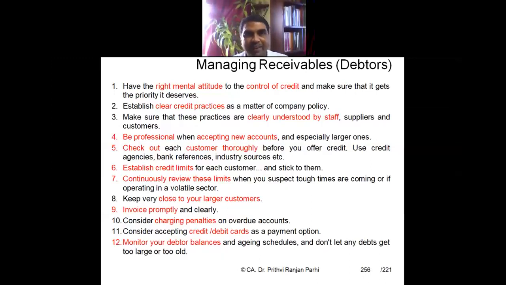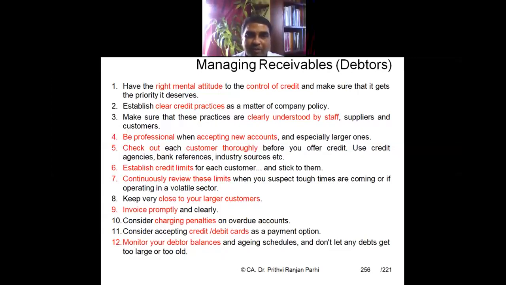One should have the right mental attitude to control the credit sales. Credit should be under control. There should be clear credit practices: to whom credit has to be given, to whom it should not be given. That decision should be there. And the credit practices should be clearly understood by the sales staff, because they are the people who are implementing the decisions which are taken.